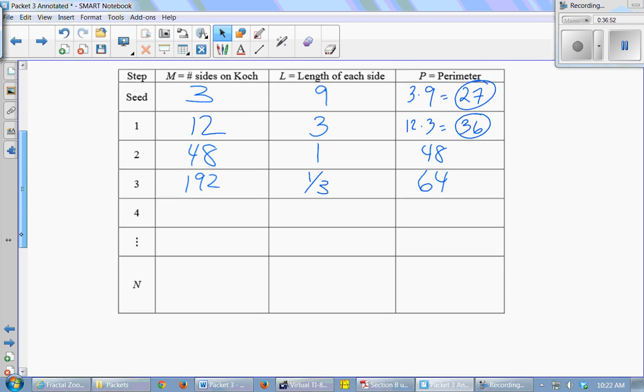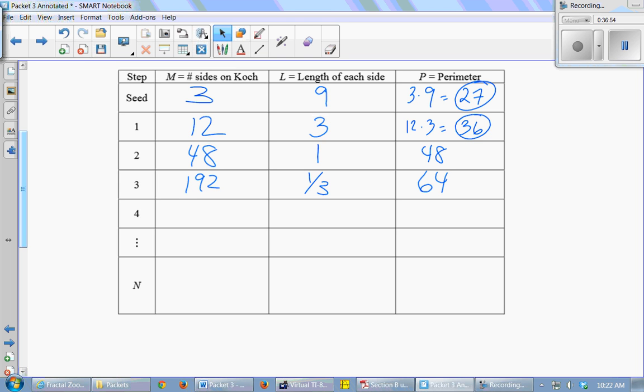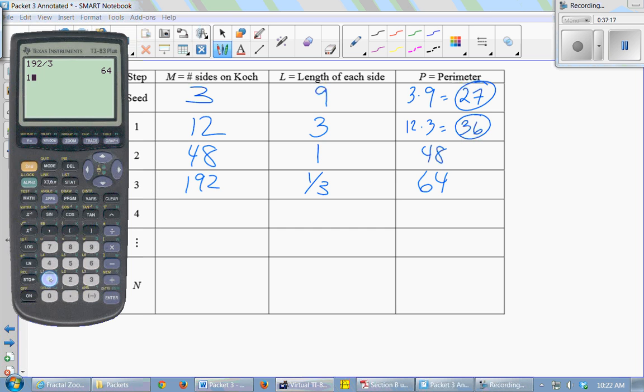All right, so I don't really want to draw anymore, right? Because my triangles are now going to be so tiny. So I'm hoping that we can see a pattern here without having to draw any further. So anyone see a pattern in the number of sides? Times 4. 3 times 4 is 12. 12 times 4 is 48. 48 times 4 is 192. So 192 times 4 is 768.